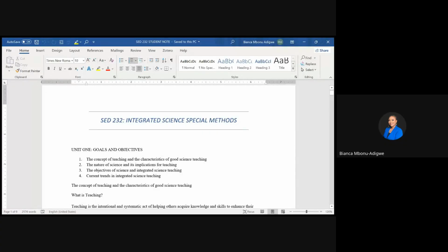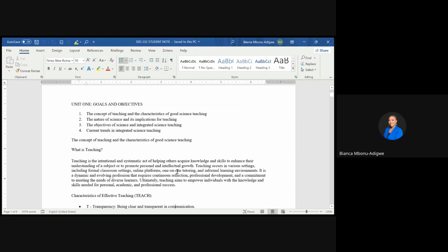All right, so we'll be looking at the concept of teaching and the characteristics of good science teaching. We're going to be looking at the nature of science, its implications for teaching, the objectives of science and integrated science teaching. And then finally, we'll be looking at the current trends in integrated science teaching. I think that's the part that I like the most.